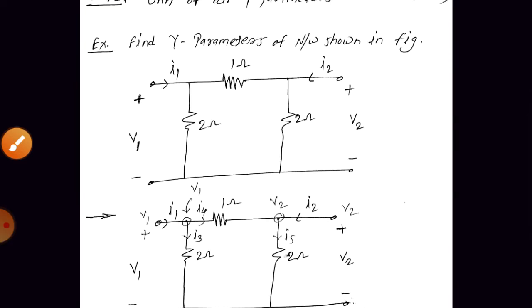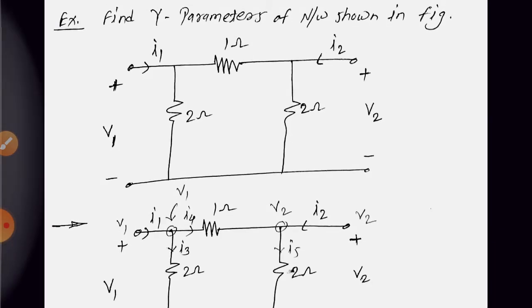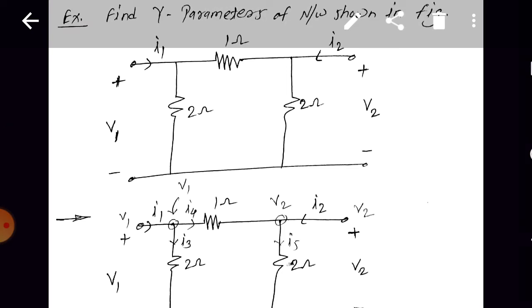Next, let us discuss some numericals based on the Y parameters, or the short circuit admittance parameters. While finding the Z parameters, generally Kirchhoff's voltage law is preferred, because in the Z parameter equations the left hand side is voltage. So generally KVL is used. While finding the Y parameters, generally Kirchhoff's current law, that is KCL, is used. You can find it using KVL also, but it will take more time.